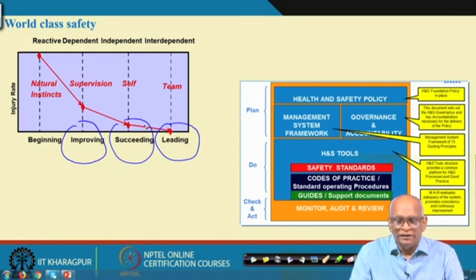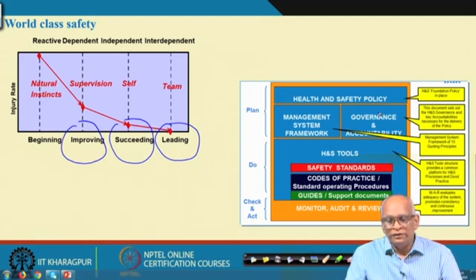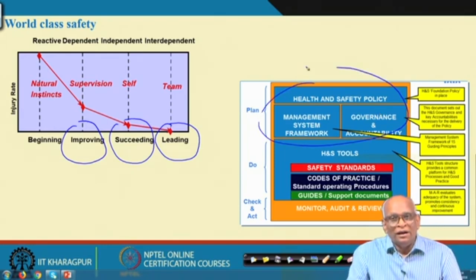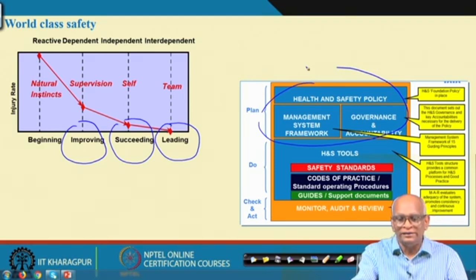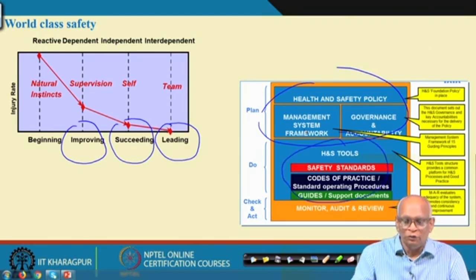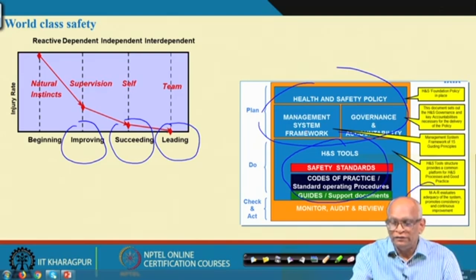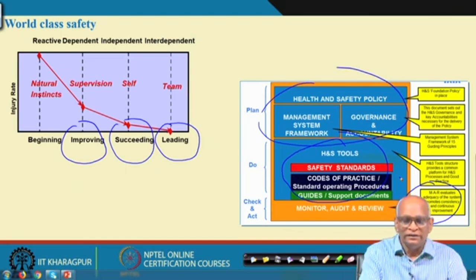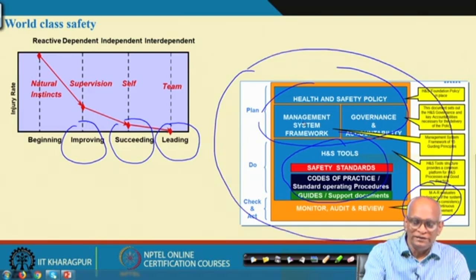The organization we are talking about has PDCA deployed. In the planning, they have health and safety policies and management system frameworks. How do you do governance? They have written everything in the planning. Do is the implementation: how do you implement it? They have the standards, the codes, the operating procedures, the HS tools. All these things come under do. Check means reviews. They have a system of reviewing at various levels, and finally, they act. Whatever gaps you get in the reviews, they implement corrections. That is how the whole management system is divided into this matrix on PDCA principles.